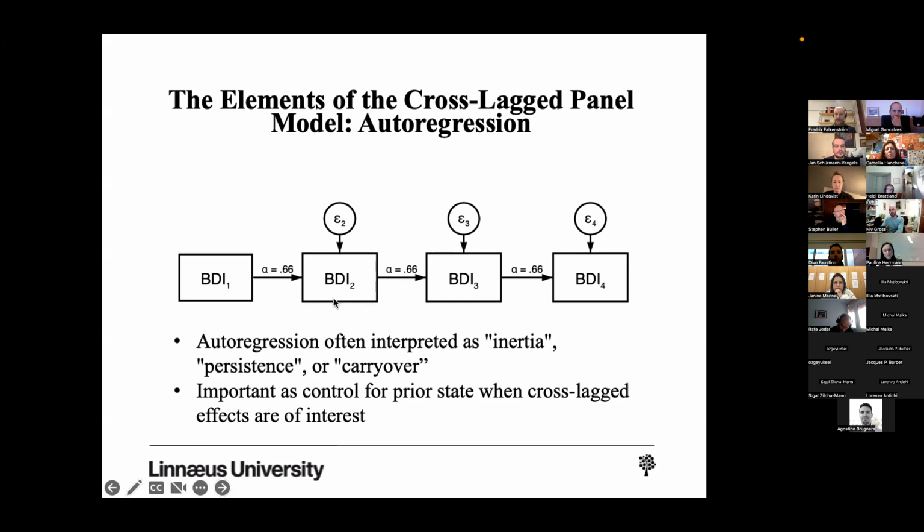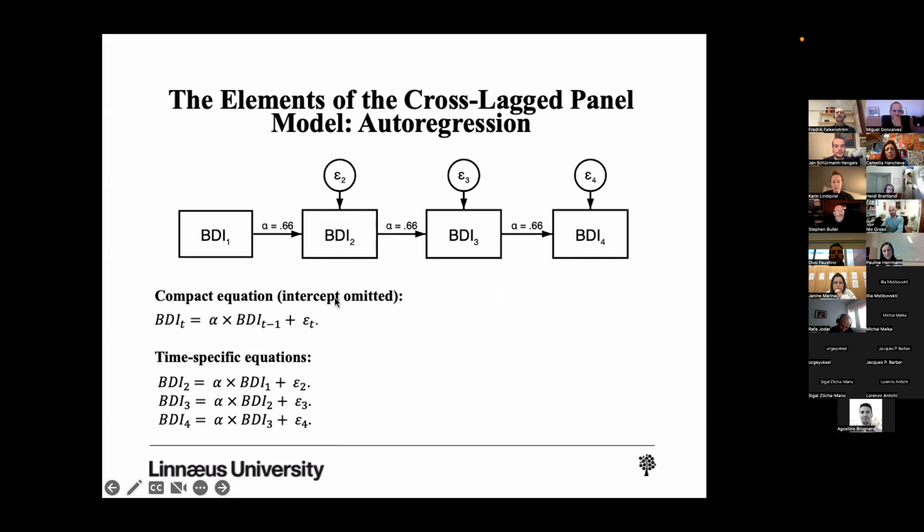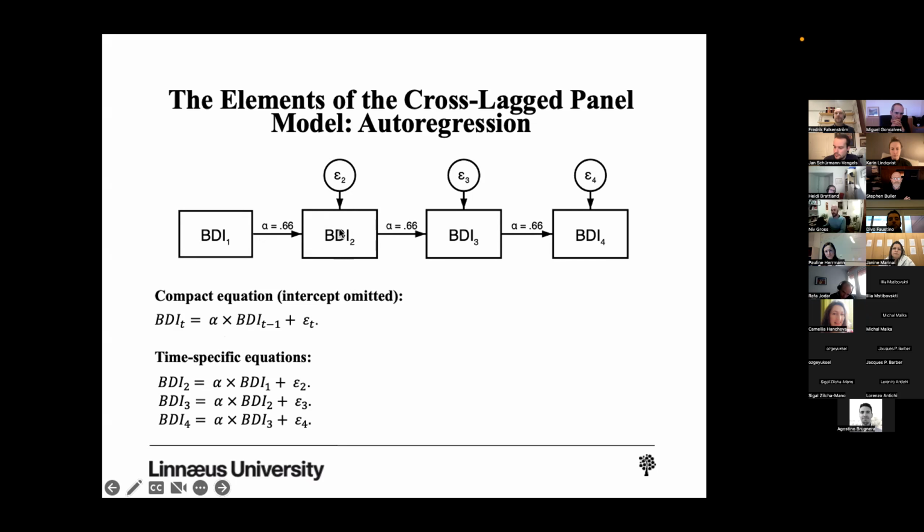So what this means here, and actually I think I should go to the next slide. This path diagram is actually just a way of depicting mathematical equations. If we take BDI2 and BDI1, it's like a linear regression model. BDI2 is explained by BDI1 times 0.66 plus this error term, or residual term. So it's just a common regression model, except that here it's several regression models chained together.